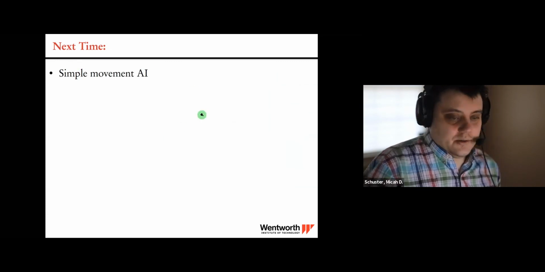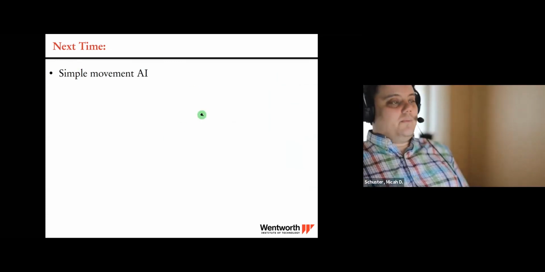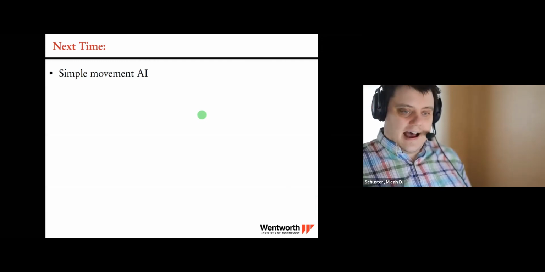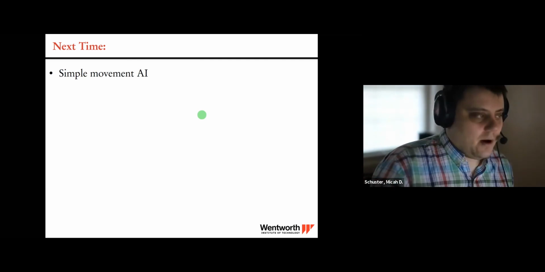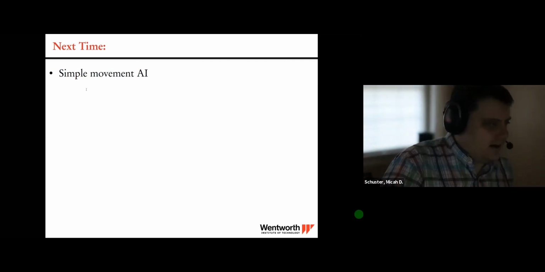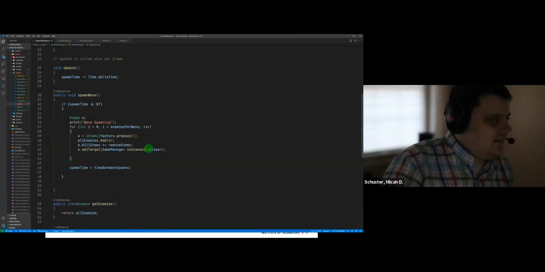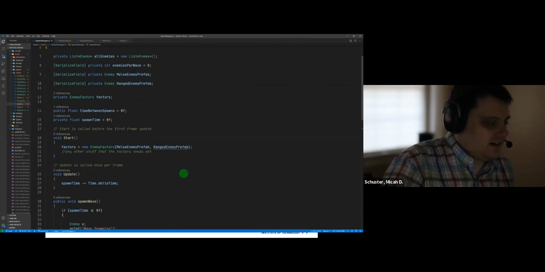So we'll do some simple AI next time. We will code up something that implements Iai Move, and then we'll start adding this stuff to some actual game objects. And I'll try to figure out why my VS Code gives some weird errors and stuff.